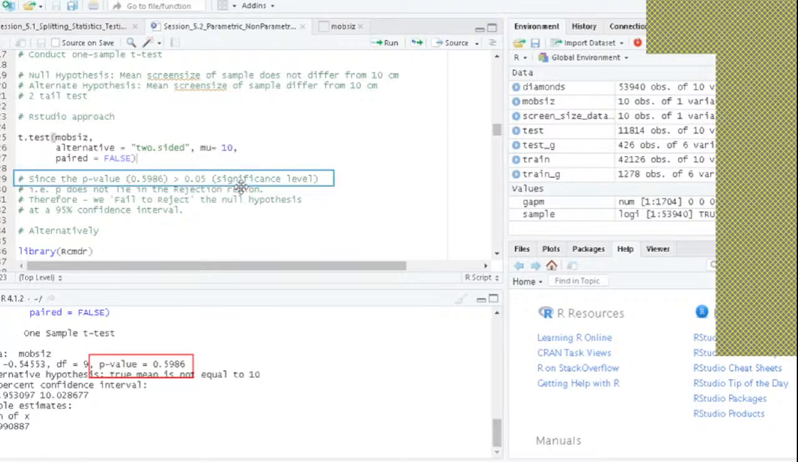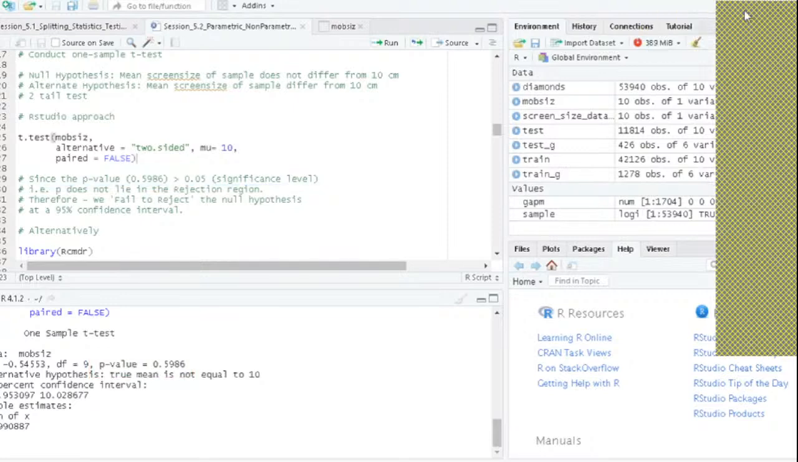So I can say I am 95% confident that the sample that I have picked is from a population which has a mobile screen size of 10. Is that clear? Clear to all of you?